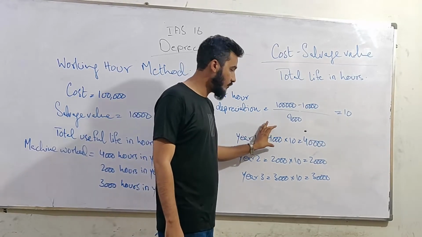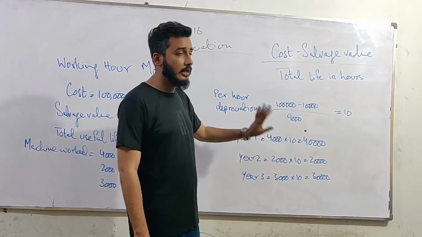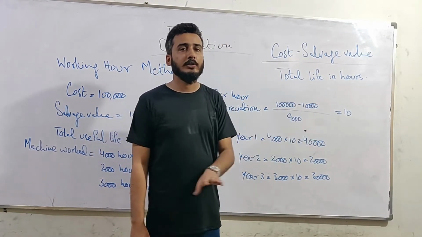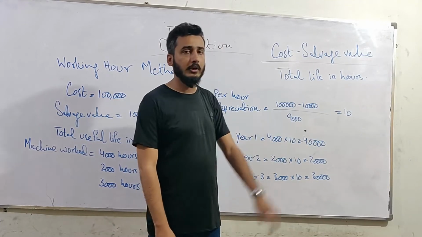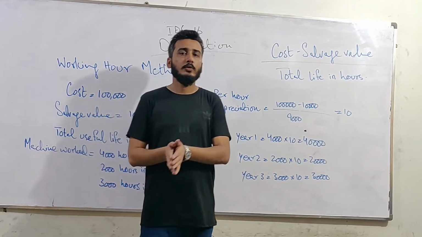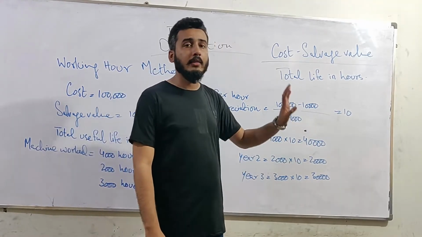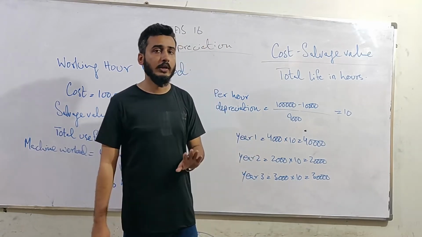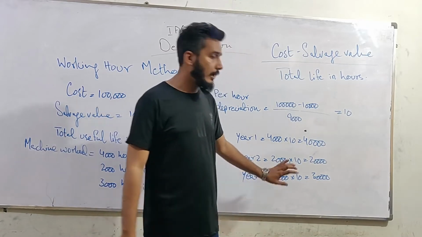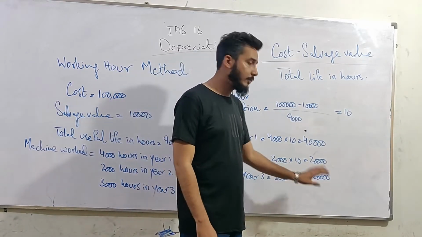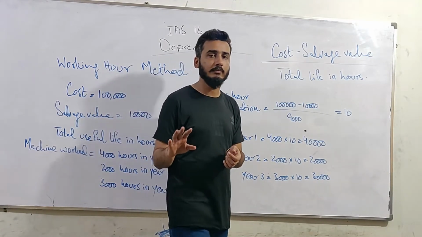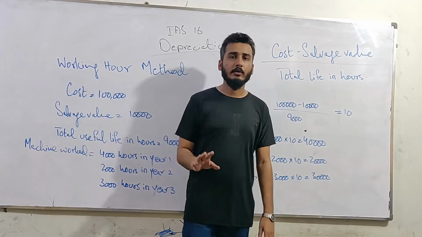Now in year 1, the machine worked for 4,000 hours, and by multiplying it with per hour depreciation, we have the depreciation amount of 40,000. Then in year 2, the machine worked for 2,000 hours and the per hour depreciation was 10, so we have the depreciation amount of 20,000. And in year 3, the machine worked for 3,000 hours, and by multiplying it with per hour depreciation, we have the total depreciation amount of 30,000. Now that was all about the working hour method.